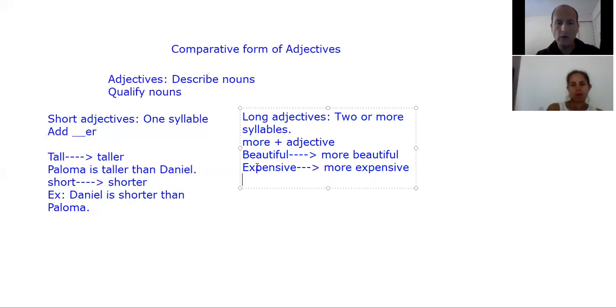Okay, let's go with some examples. Give me one example comparing two items or two people. Use beautiful, please. Entonces, Bogotá. No, pero tiene que ser con 3. Okay, Armenia is more security than Bogotá.